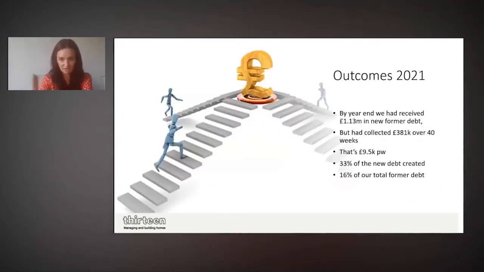So what did that achieve? At the year end, we had received over 1.13 million in new former debt during the pandemic. However, we had collected 381k over the 40 weeks. That's 9.5k per week and 33% of the new debt created. But really, the big figure is that we collected 16% of our gross former debt last year.